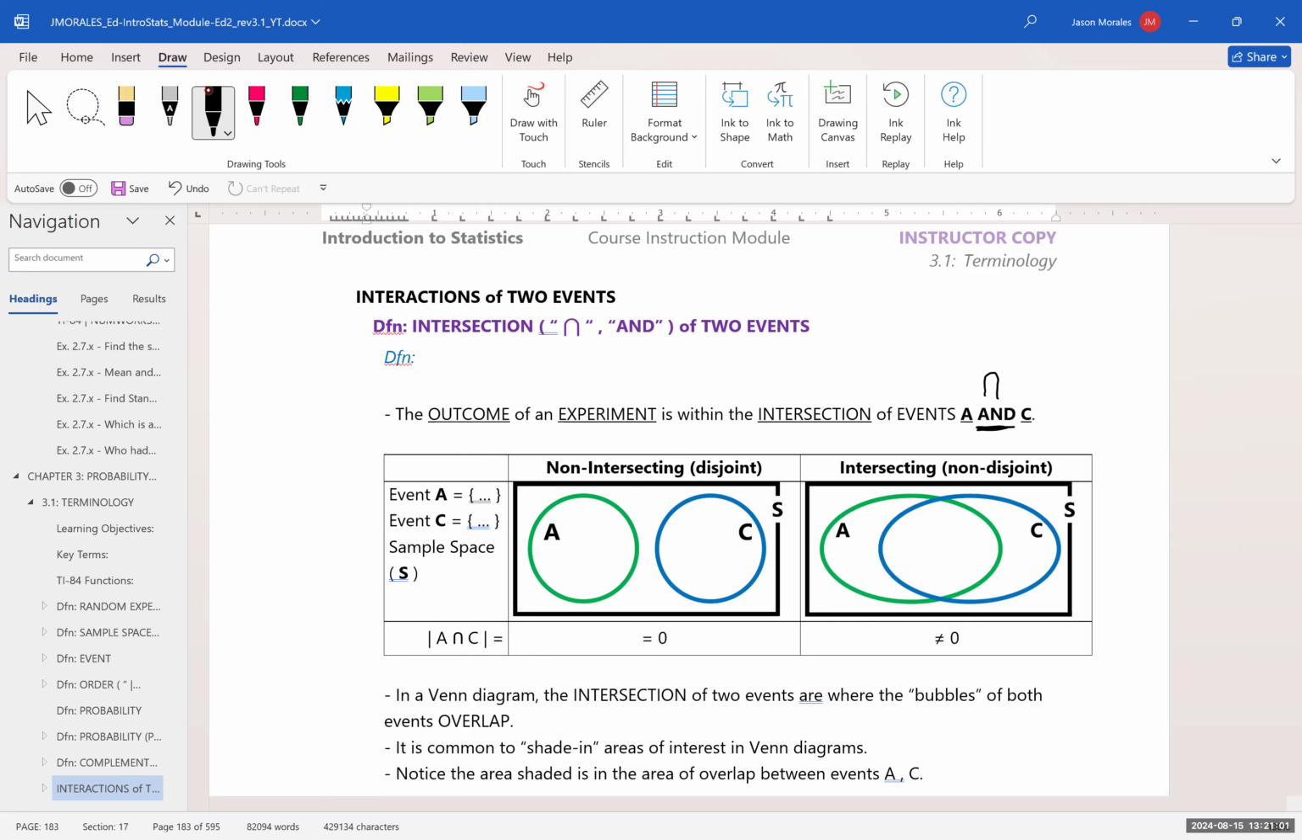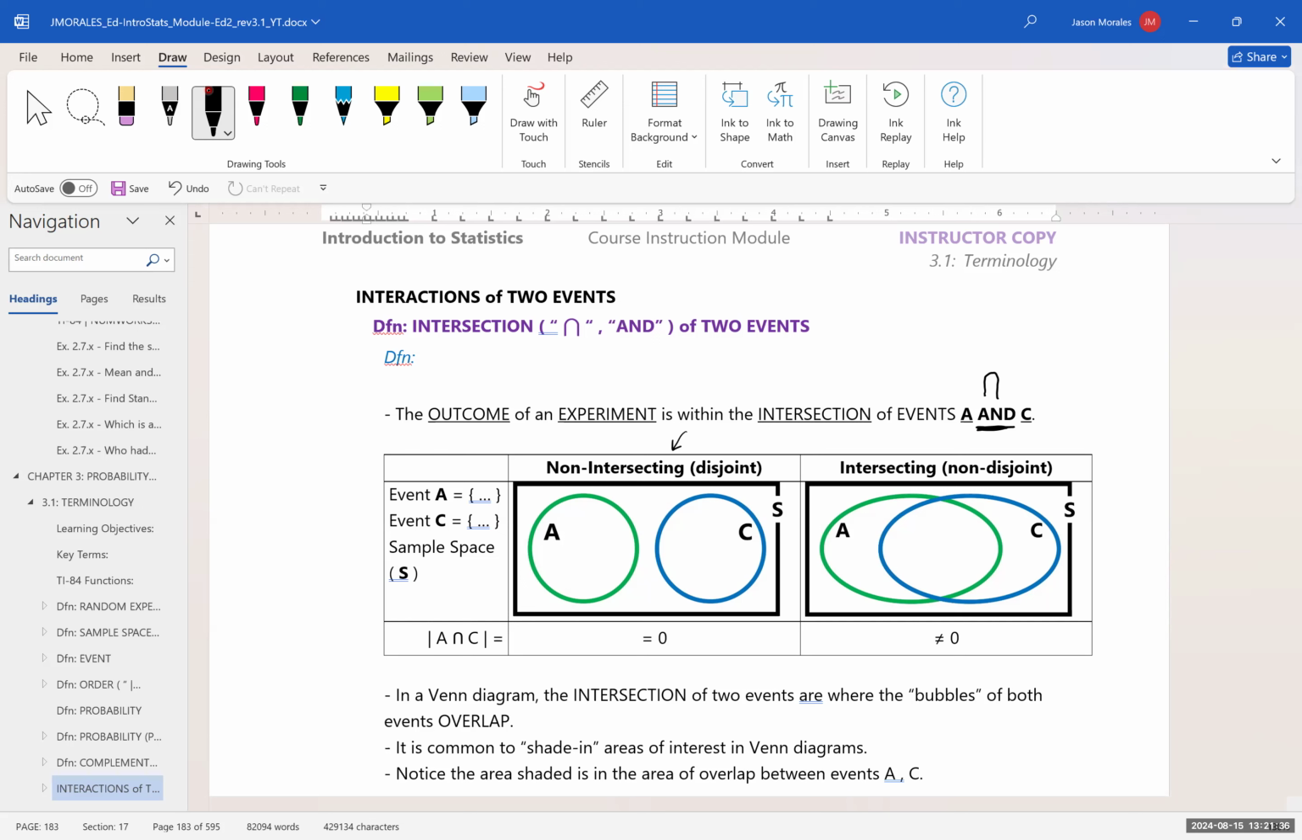Down below here, we've got two examples, one with two events, A and C, that are not overlapping. When you've got two events like this that are not overlapping, we call that disjoint or mutually exclusive, but we'll get into that a little bit more. And on our second example, events A and C are such that their Venn diagrams are overlapping each other.